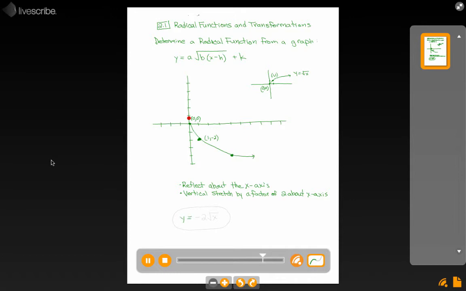Well, if I want to have a reflection about the x-axis, I need a negative out front. If I want a vertical stretch by a factor of 2 about the x-axis, I need a 2 out front, and I have square root of x.